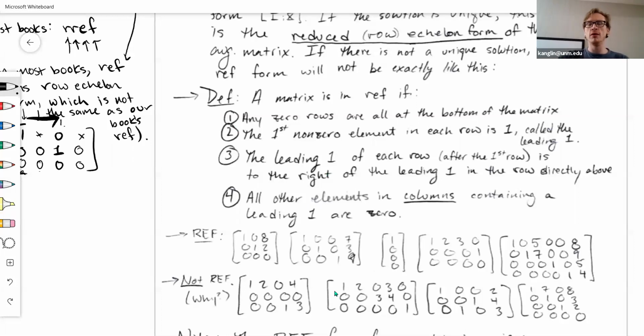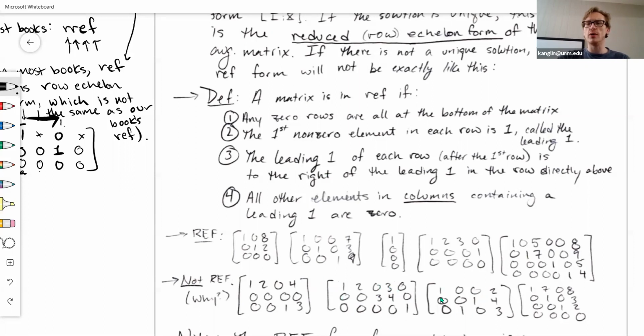The next one over here, the second row, the leading term is a 3, not a 1. So that is not in reduced row echelon form. We'd have to scale that row by 1/3 to turn that into a 1. We'd have to do a row operation. It's not quite in that correct form. The 3 and 4 over here, those are fine. The 2 here, that's fine. Those are not above a leading term. So you're going to have numbers remaining there.